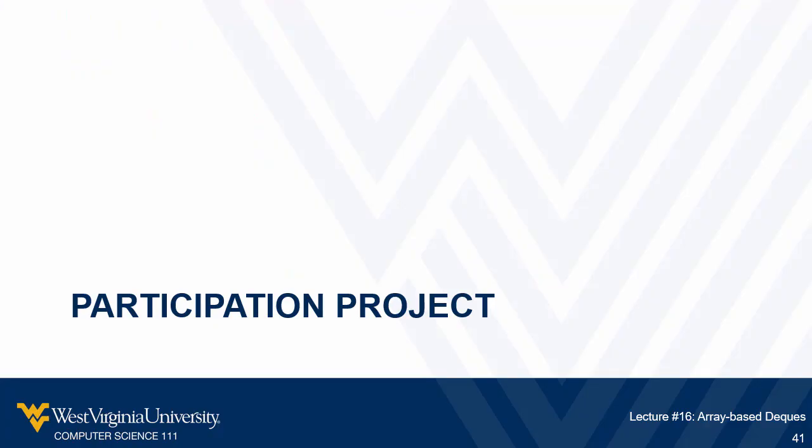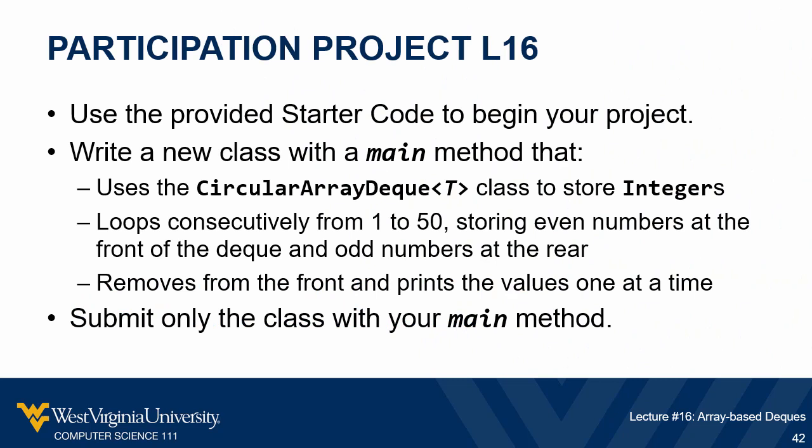For this lecture's participation project, I'd like you to start off by downloading the participation project starter code from eCampus. You'll need to import that project from the starter code into Eclipse. In Eclipse, I want you to create a new class that'll have a main method. And in that main method, you should instantiate the provided circular array deck class to create a deck that'll store integers. I want you to loop consecutively from 1 up to and including 50, and you should store even numbers at the front of the deck and odd numbers at the rear of the deck.